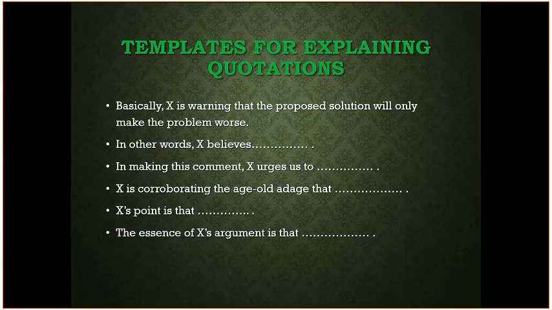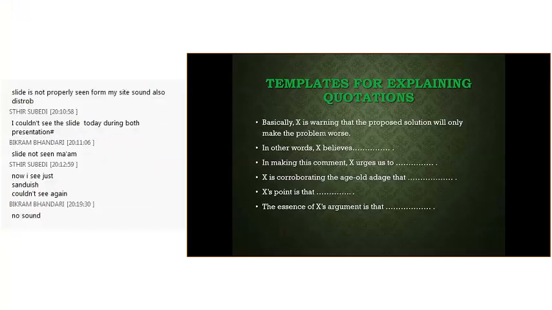Yeah, for explaining a quotation we should insert verbs like warning, believes, urges, corroborating, and phrases like X's point is that, X's argument here. X is somebody, and to explain their quotation, we should write these sorts of verbs.